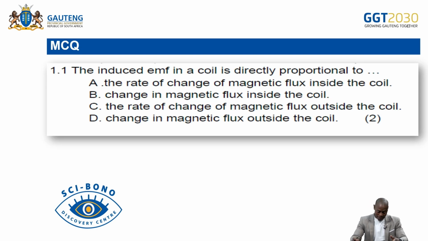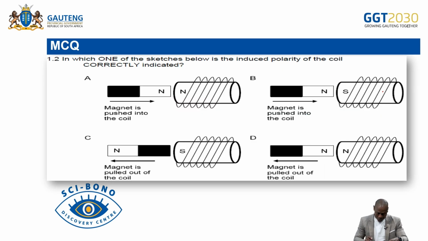Okay. Then let's look at the multiple choice questions, right? The induced EMF in a coil is directly proportional to, so obvious, this is Faraday's law. It is directly proportional to the change in magnetic flux, not change, but it is directly proportional to what? To the rate of change in magnetic flux, okay? What is important here, I think we need to read, let's not rush. The induced EMF in a coil is directly proportional to the rate of change of magnetic flux inside the coil. Change in magnetic flux.